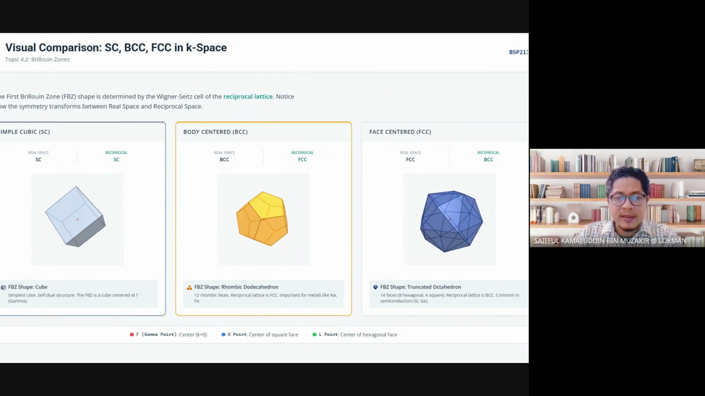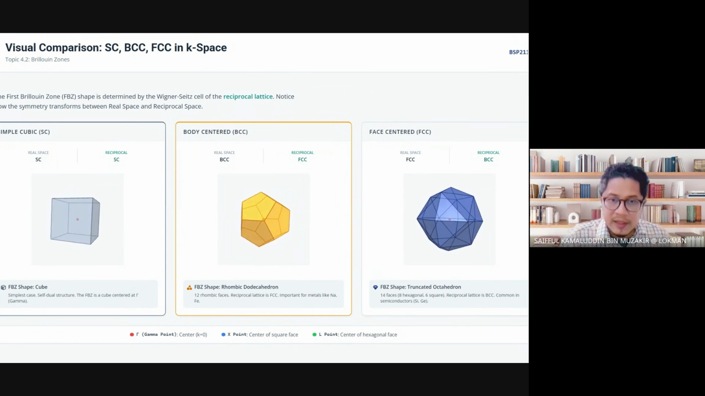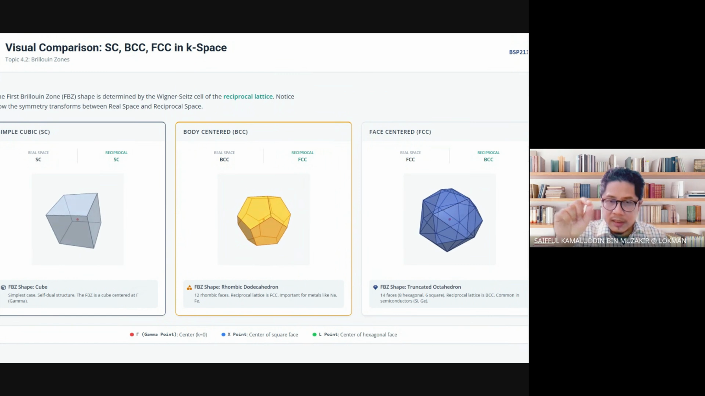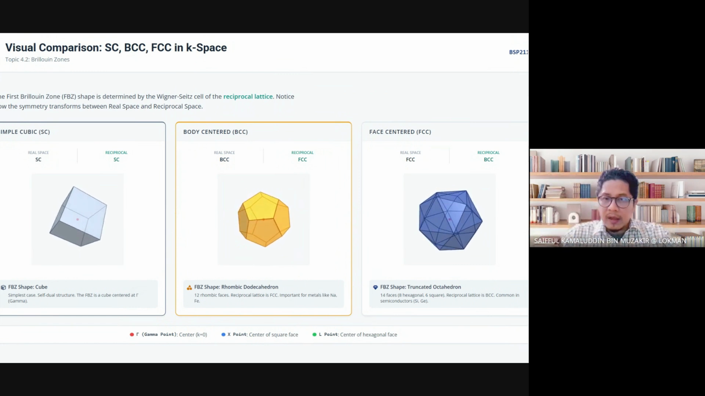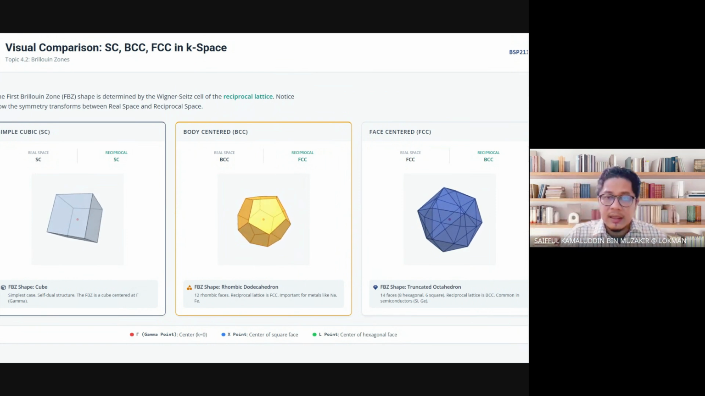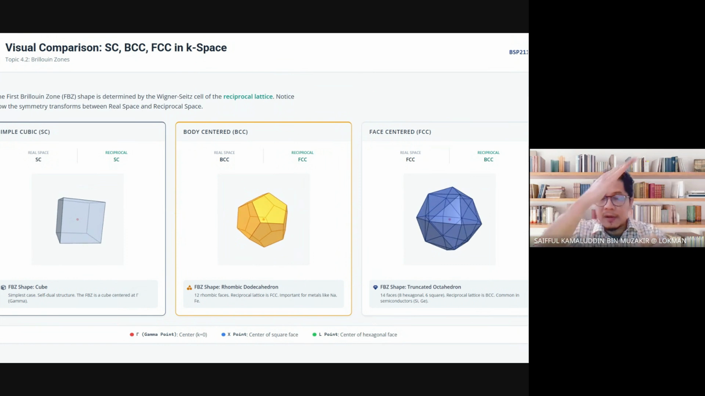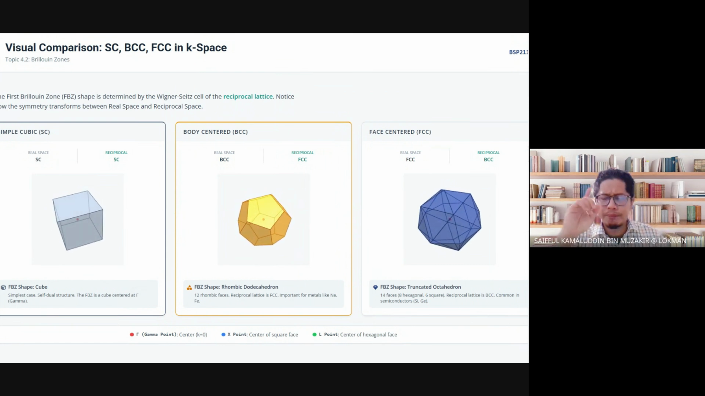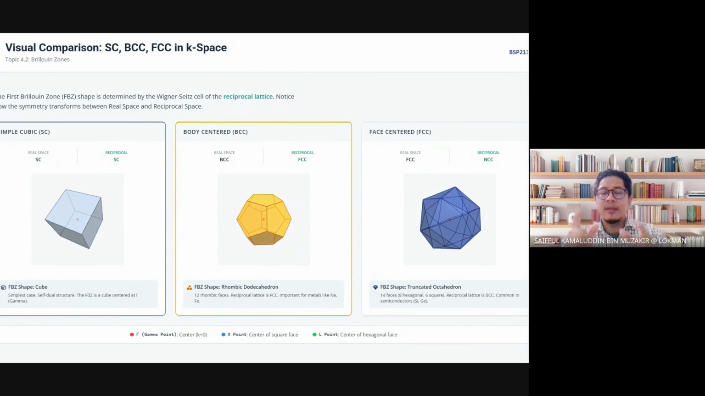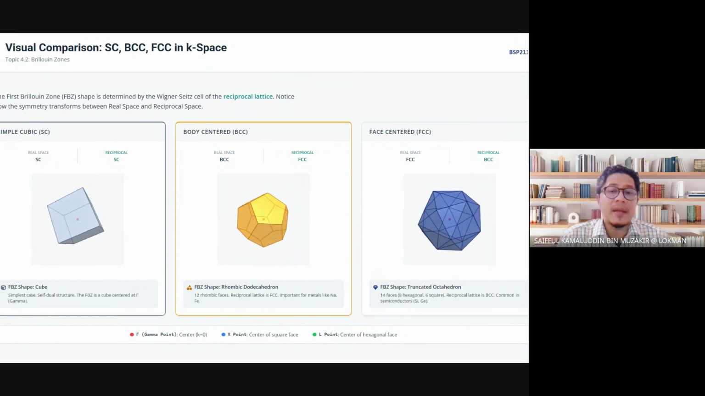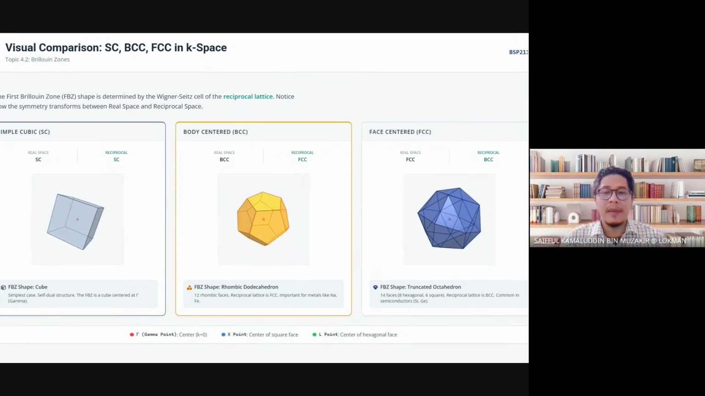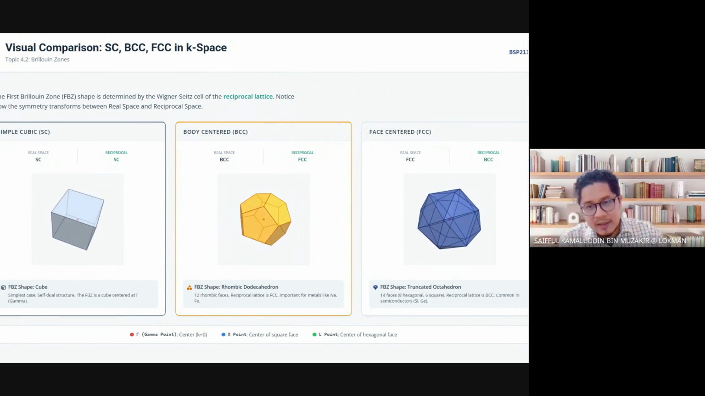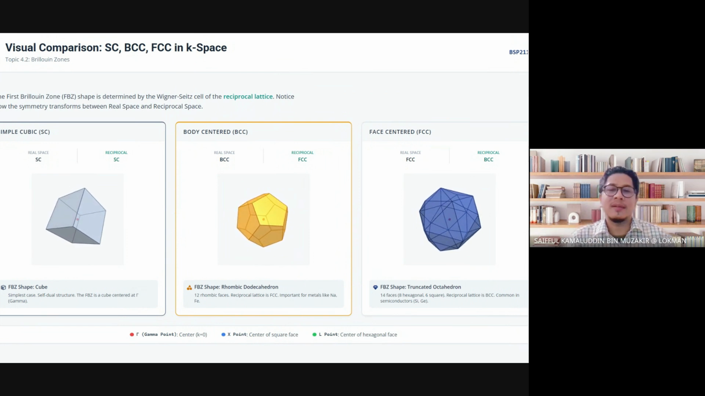So the software will draw three-dimensionally, but following the same exact procedure. Pick an origin, draw a dashed line connecting the origin to the nearest neighbor, then draw the bisector, and the area encapsulated by the bisector will become your first Brillouin zone. That is two-dimensional. But in 3D, it's much more complicated. We cannot draw them because we don't have three-dimensional paper. The paper is two-dimensional. So that's why we need software.